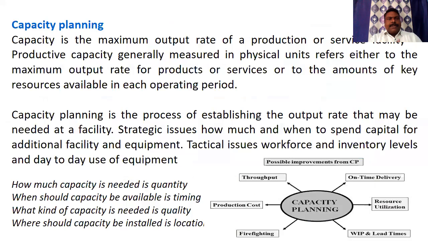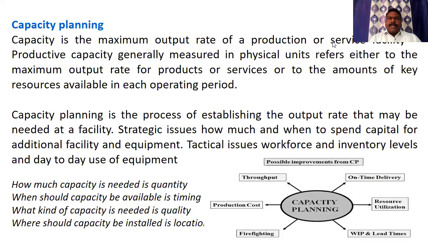Capacity is the maximum output rate of a production or service facility, in short. Production capacity, generally measured in physical units, refers either to the maximum output rate for the products or services, or to the amount of key resources available in each operating period. What it means is, it is the maximum we can do.